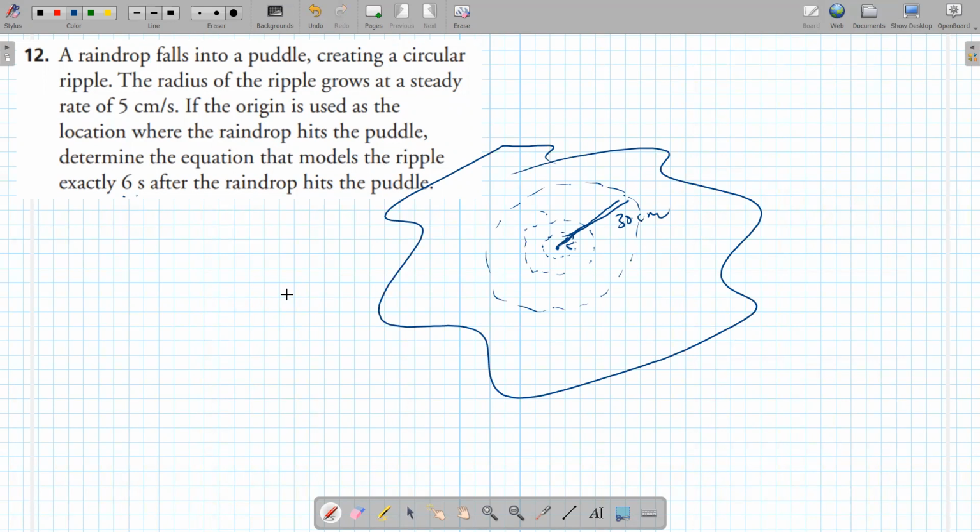It's asking you for the equation. We're going to assume this is the origin. It says origin right here. So again, it's going to be in this form: x squared plus y squared is equal to r squared. What's the number on the right side of the equation here? 30. Just 30? 30 squared, because it's r squared. Make sense?